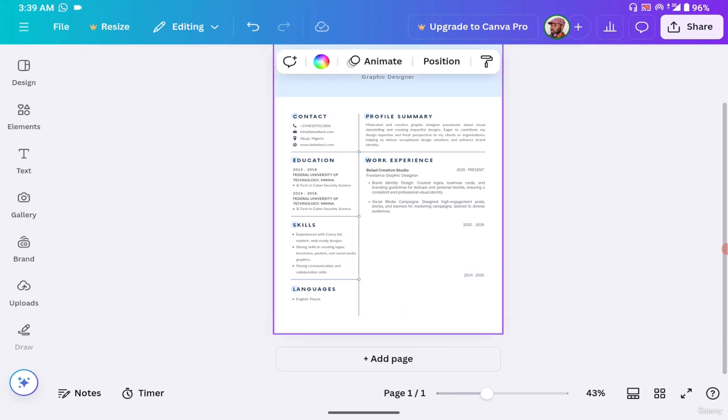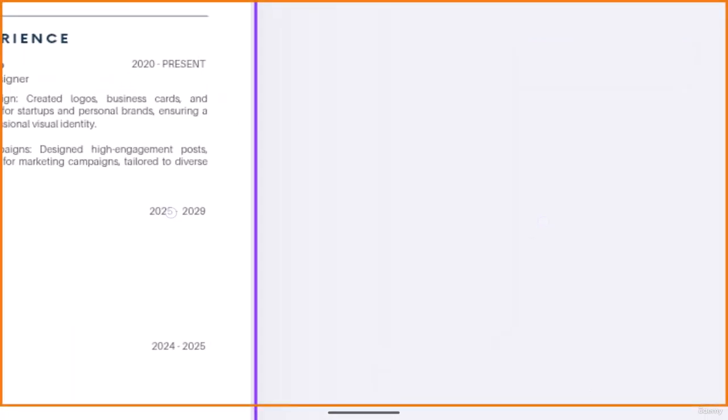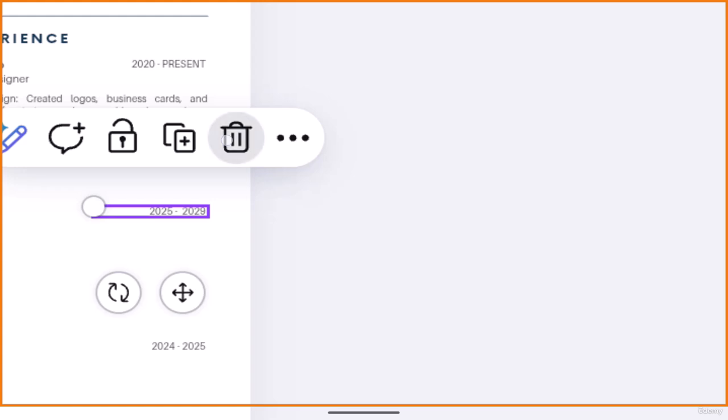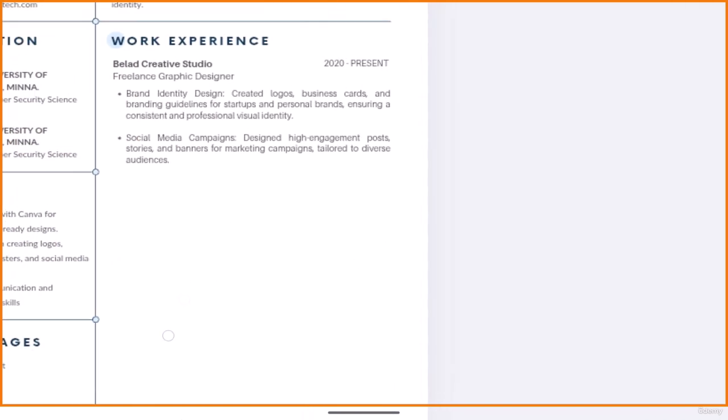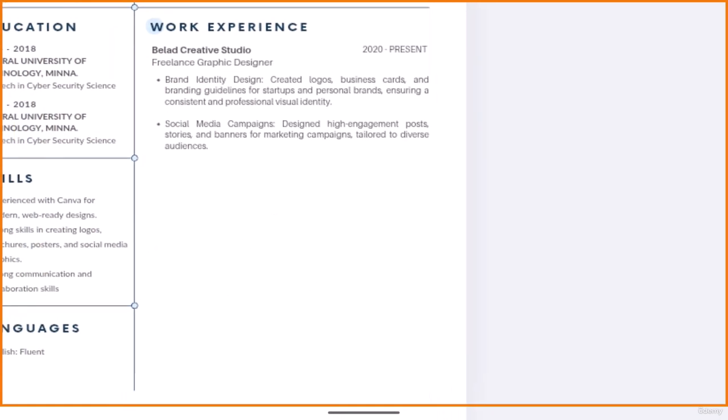Click on each element and use your delete button right here. Delete each element. So I just have that deleted and this place is all cleaned up. The next thing is achievements and portfolio.